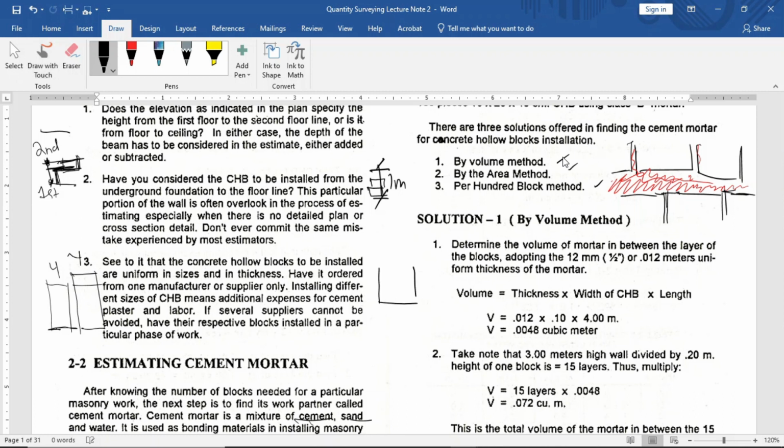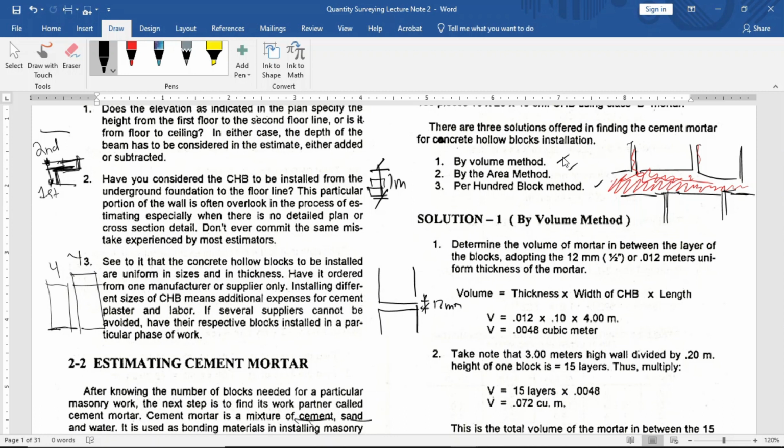Isang hollow block. Ito yung 12 mm na cement mortar natin. So, first is by the volume method. Volume is equal to thickness times the width times the length.